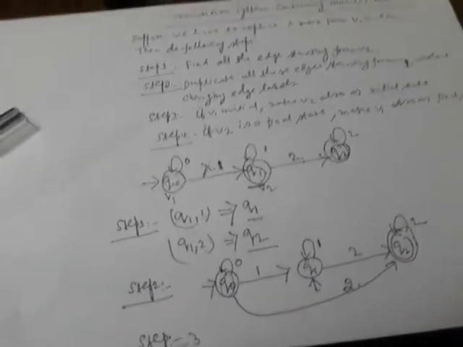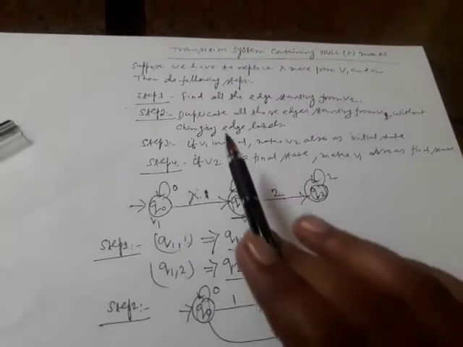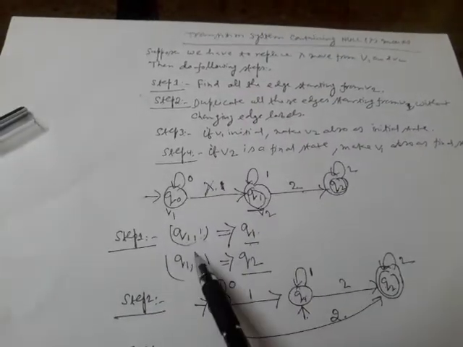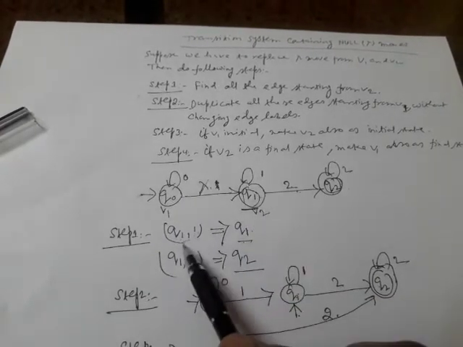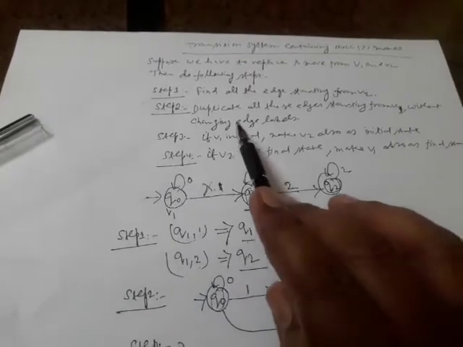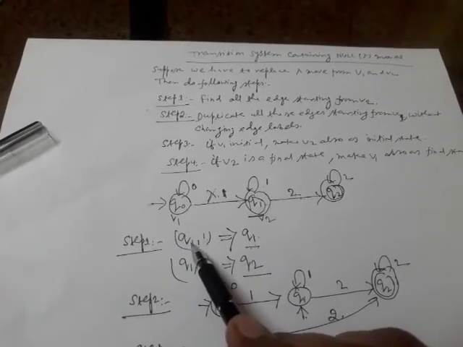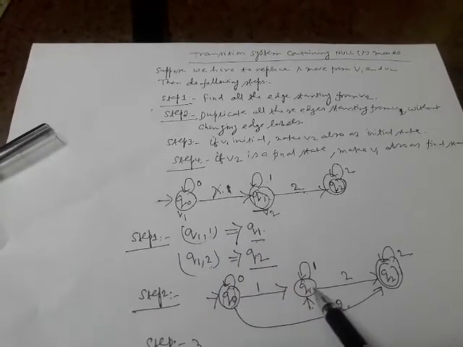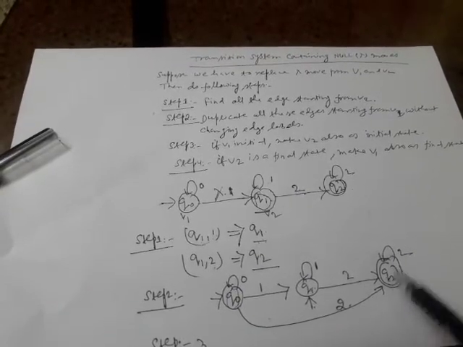So this is a very simple and short video. One more time I am explaining this part. First step: find all the edges starting from v2. We found that this is v1 and v2, and the edges starting from v2 are q1 taking 1 to q1 and q1 taking 2 to q2. Second, duplicate all these edges, just replacing this one by q0 because v1 is q0. So q0 taking 1 goes to q1, and q0 taking 2 goes to q2.